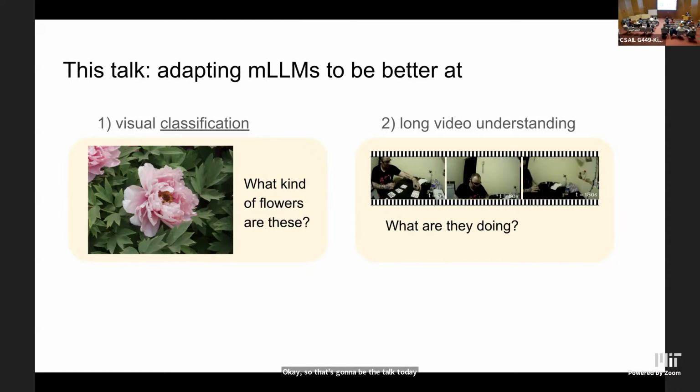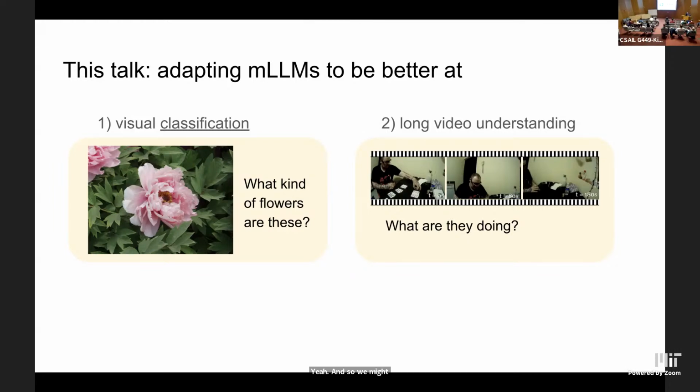Visual classification is a special case of visual question answering, because we want to know specifically how an object can be classified. For example, what kind of flowers are these? By the way, does anyone know what kind of flowers these are? It's my favorite flower. Yes, it's a peony. Yes, thank you. And so we might want to ask these kinds of questions.